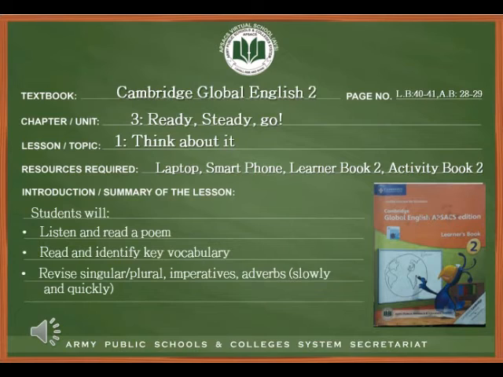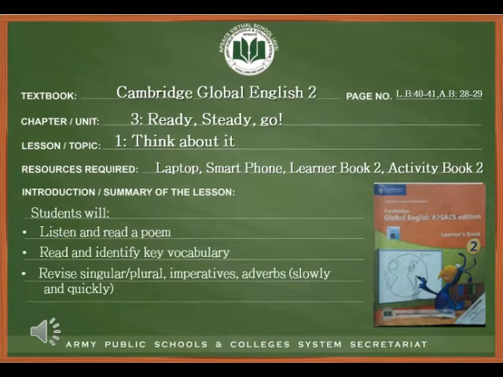Cambridge Global English 2 Learner's Book, pages 40-41, Unit 3: Ready, Steady, Go. Lesson 1: Think about it. Resources required for the video: laptop, smartphone, Learner's Book 2.